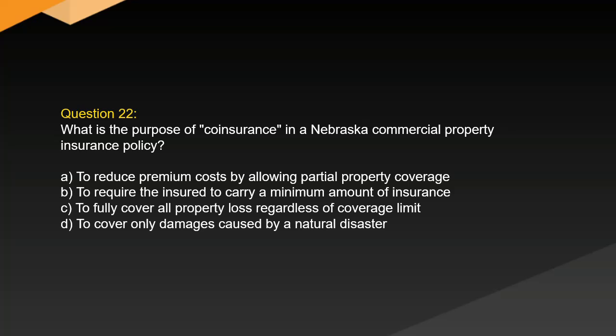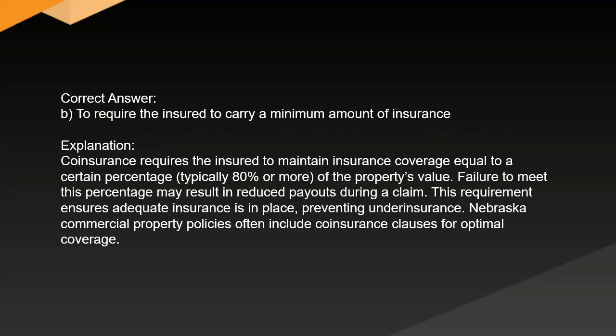Question 22. What is the purpose of coinsurance of Nebraska commercial property insurance policy? A. To reduce premium costs by allowing partial property coverage. B. To require the insured to carry a minimum amount of insurance. C. To fully cover all property loss regardless of coverage limit. D. To cover only damages caused by a natural disaster. Correct answer. B. To require the insured to carry a minimum amount of insurance.